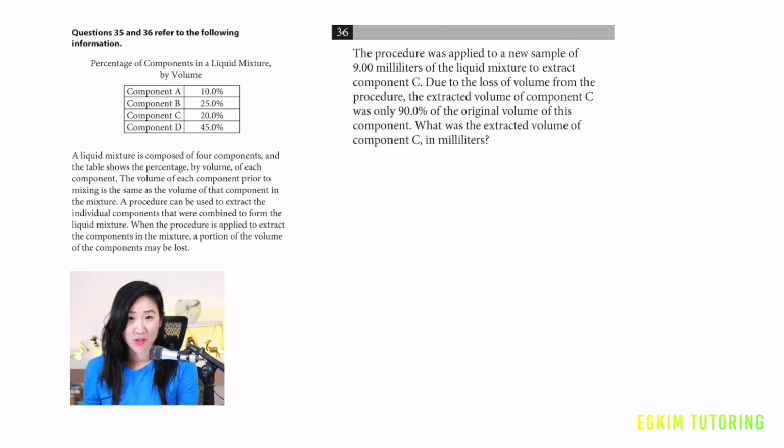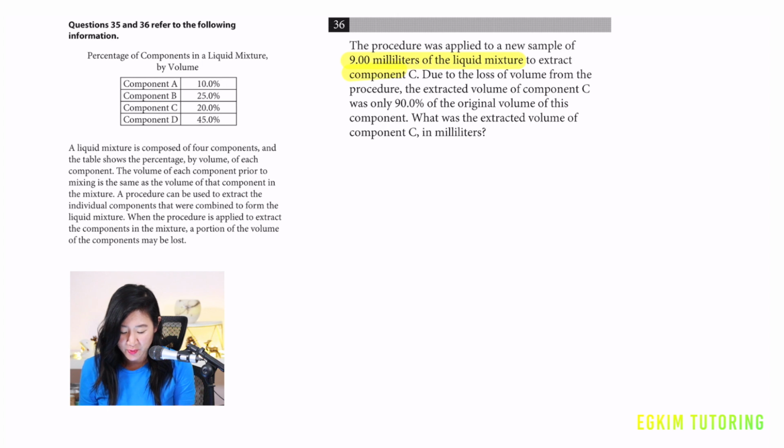Okay, so let's look at question 36. It says the procedure was applied to a new sample of 9 milliliters of the liquid mixture to extract component C. Due to the loss of volume from the procedure, the extracted volume of component C was only 90% of the original volume of this component. What was the extracted volume of component C in milliliters? So the question is basically saying that you had this solution that you made, and from this big solution, you extracted a small sample from it. And from that small sample, they're asking how much of that is actually component C.